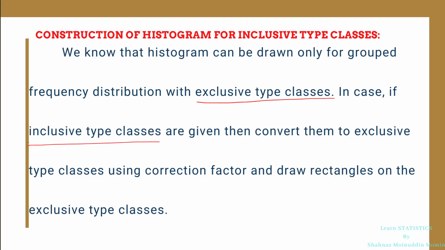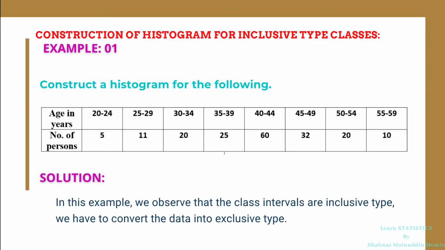Now we will take one example to understand how to construct histogram for the inclusive type of classes. Consider example number 1. Construct a histogram for the following data. Here we are given age in years and number of persons, in which age in years is classified into the classes 20 to 24, next 25 to 29, 30 to 34. Like that, the last class of age is 55 to 59, and the corresponding number of persons which fall in the classes are also mentioned in the data.